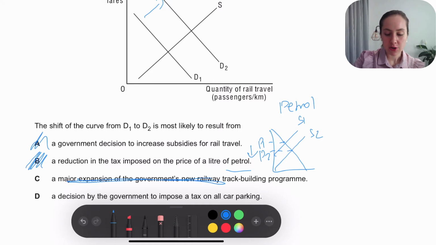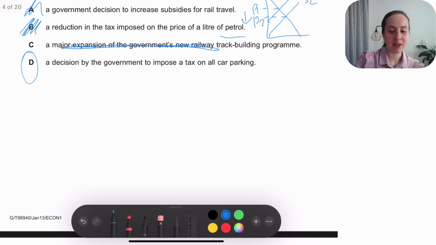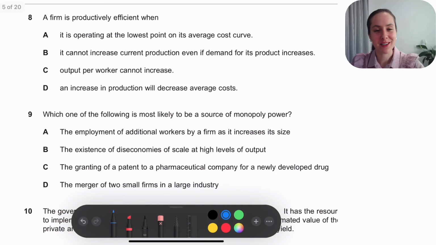Major expansion of new track, that's going to shift the supply. I feel I made a mistake. Decision by the government to impose a tax on all car parking. Okay, parking your car is more expensive. People are not going to drive, so they're going to go by rail. Yeah. Okay, that was difficult.